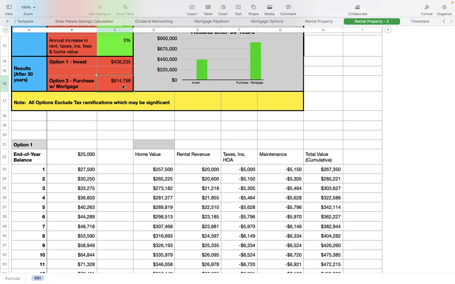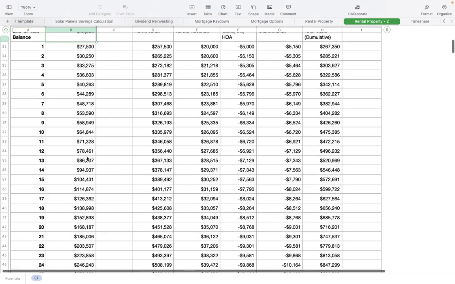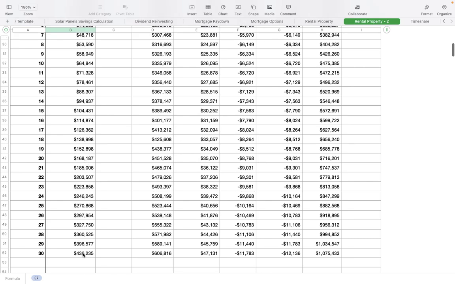this total value. Whereas if you invested that money, the $25,000, instead of making the down payment on the home, and you got 10% a year, you can see at the end of 30 years, you'd have $436,000.